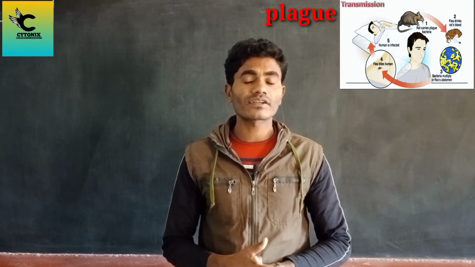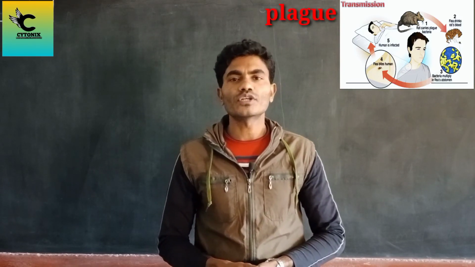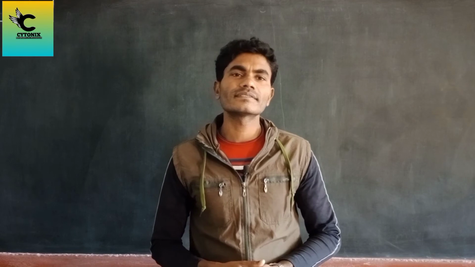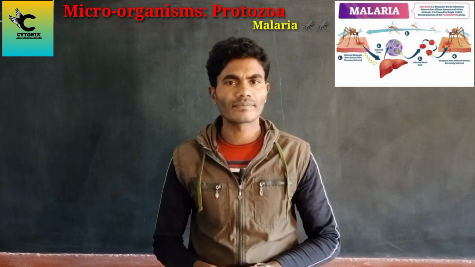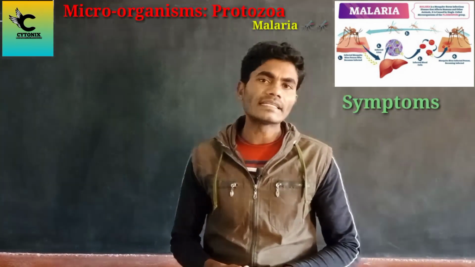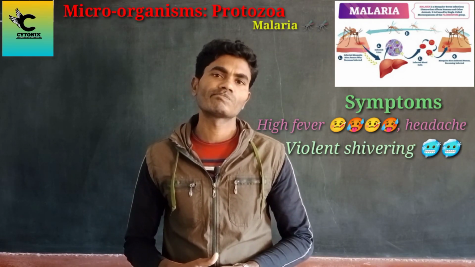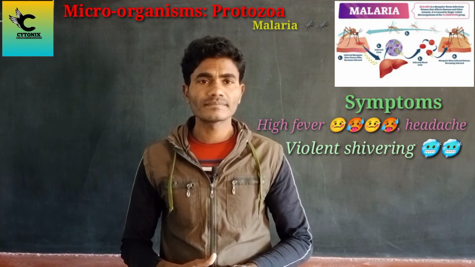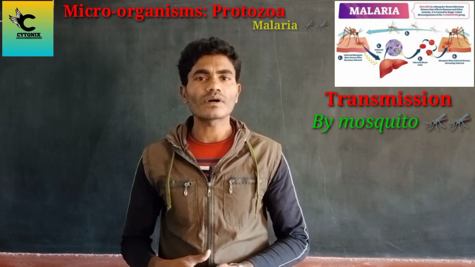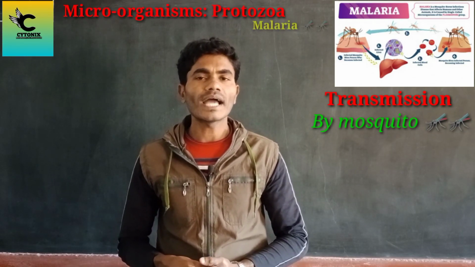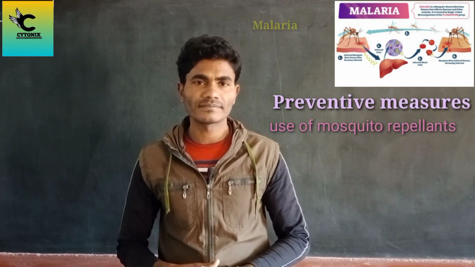Next, third, we will see some common diseases caused by the microorganism pathogens called protozoa. Protozoa cause two diseases: one is malaria and another is dysentery. The symptoms of malaria are high fever, headache and abdominal pain, and the mode of transmission is the mosquito. General prevention of malaria is that we have to use mosquito repellents and mosquito nets while sleeping.